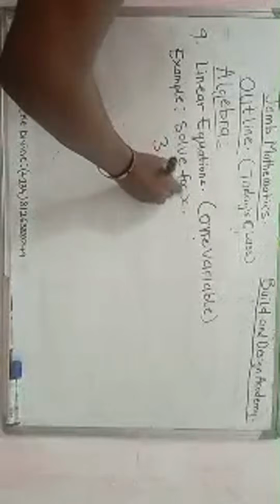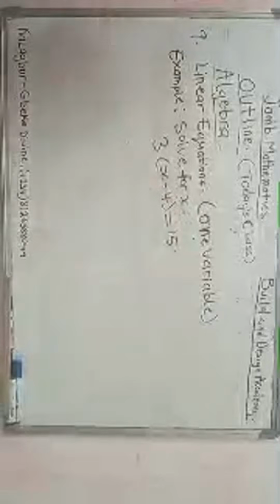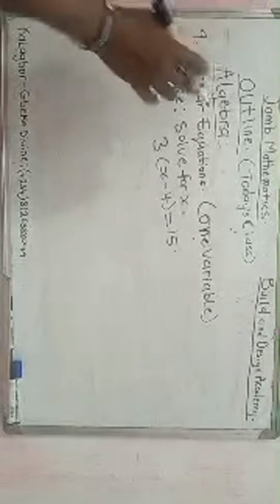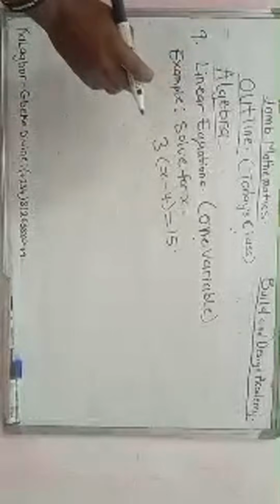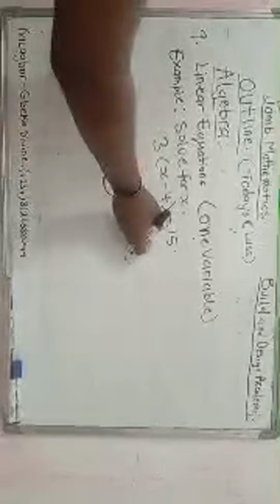Solve for x. We have 3 into x minus 4 is equal to 15. Before, when we were talking about an expression, we do not have any equals to sign. But now we're talking about an equation, so we have an equals to sign. They say we should solve for x. That means x is missing. x is the variable.